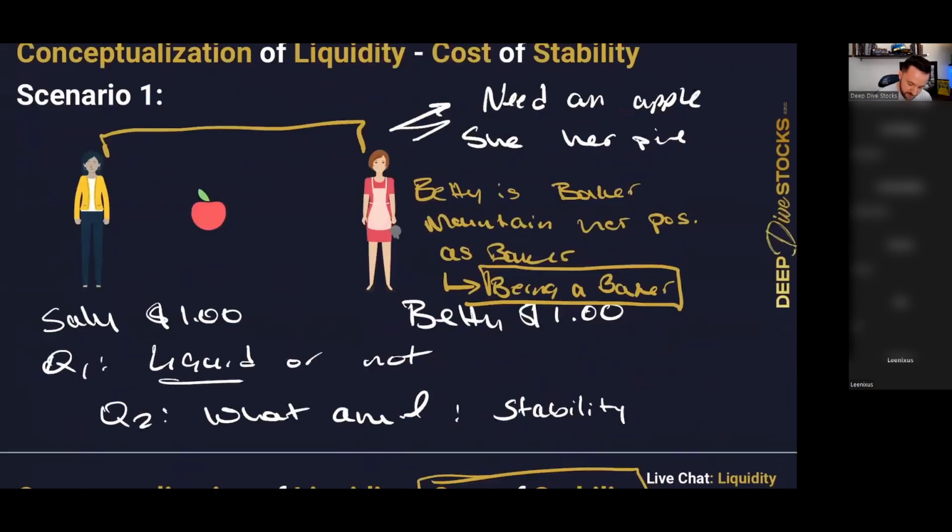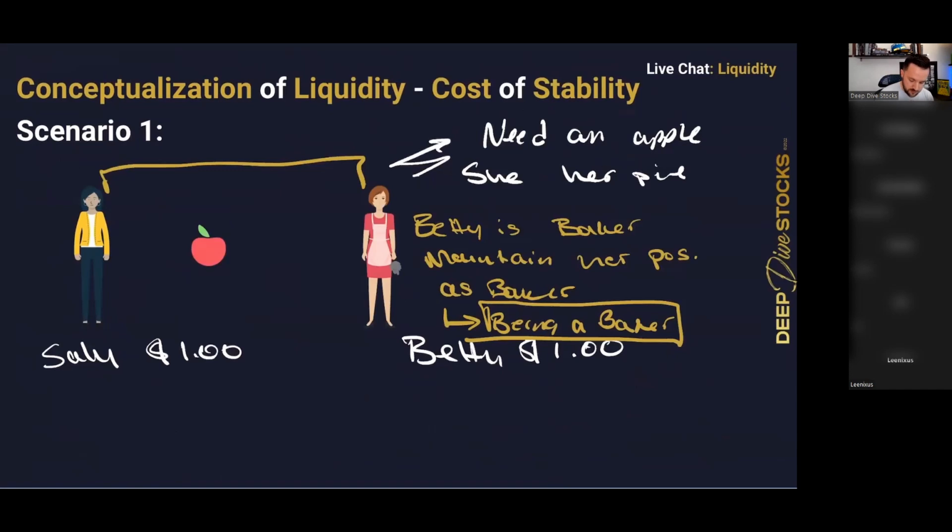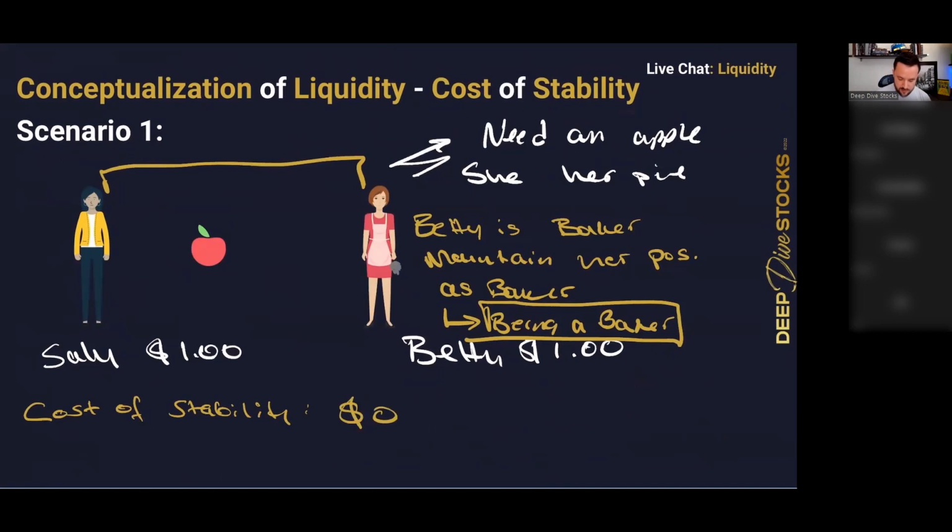What was the cost of maintaining her position as a baker in the first example? For Betty the baker? $0. $1's a dollar. Right. There was no spread. Because she walked in and said, I need an apple, and I'm totally okay with buying that apple for $1. So the associated cost of her stability, or she said that an apple's value is $1. That's reasonable. I'm going to buy it. And so she had no cost of stability.